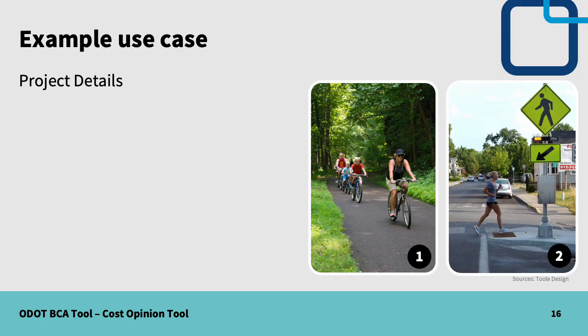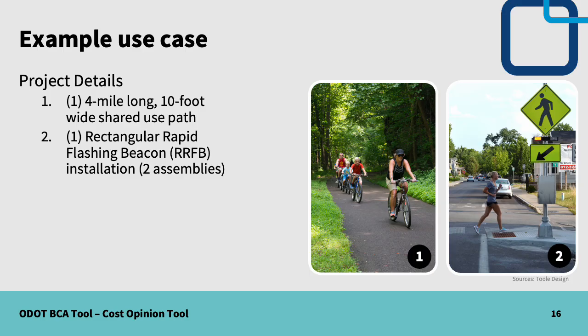Now, let's take this one step further and dive into an example use case of the cost opinion tool for a project with multiple active transportation elements. Our hypothetical project includes one 4-mile long, 10-foot wide shared use path, and one rectangular rapid flashing beacon, RRFB, installation, which includes 2 assemblies.